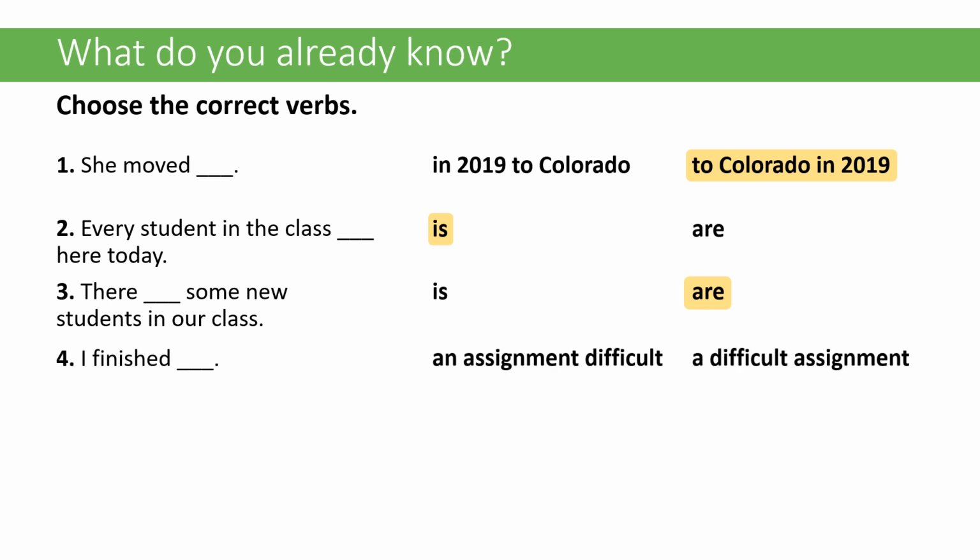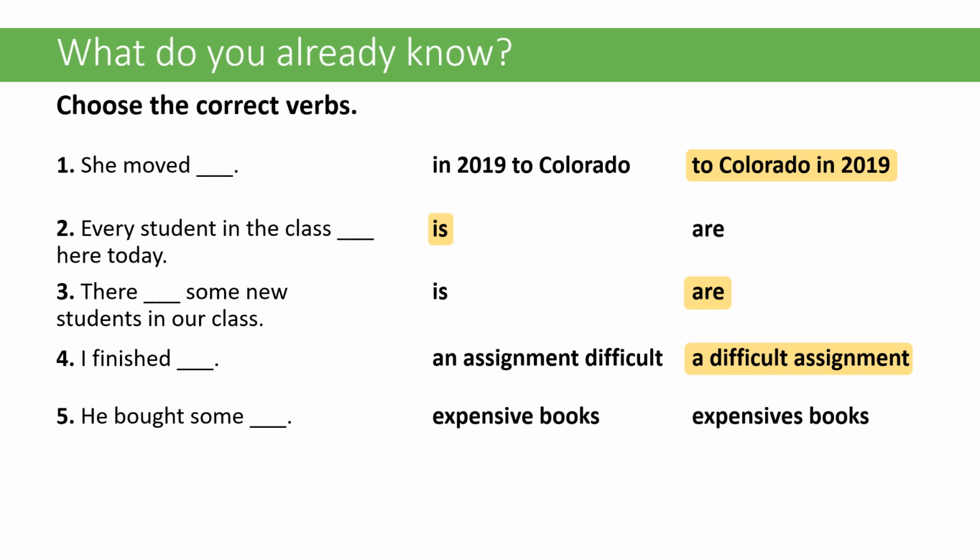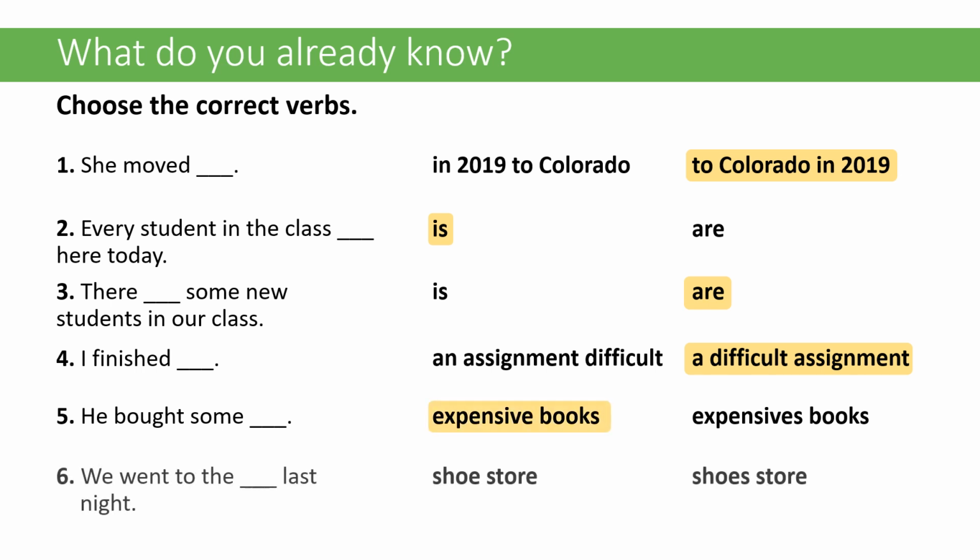I finished an assignment difficult or a difficult assignment? A difficult assignment is the correct answer. He bought some expensive books or expensives books? Expensive books is the correct answer. We went to the shoe store or shoe store last night? The correct answer is shoe store.